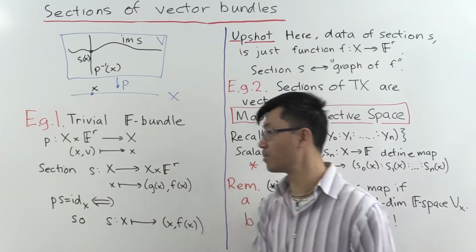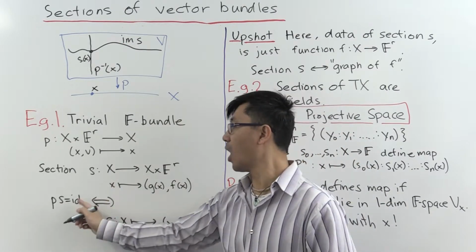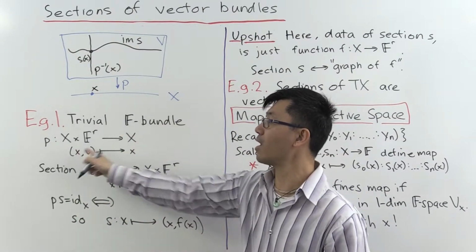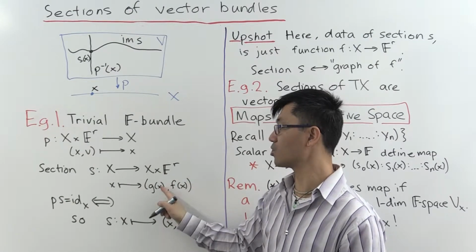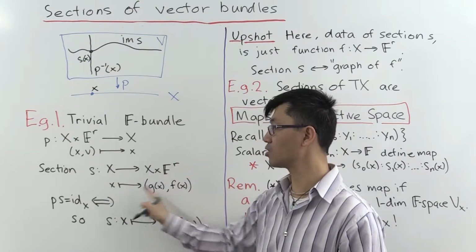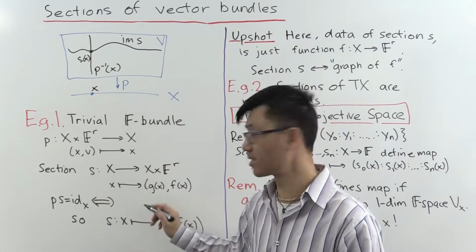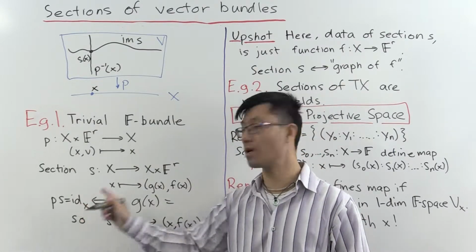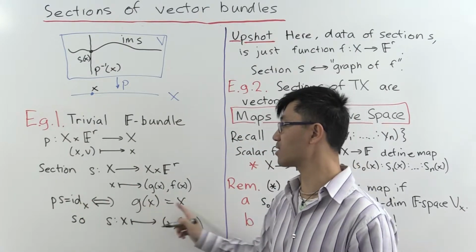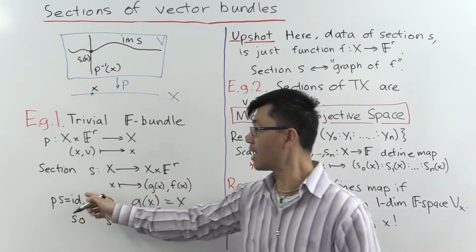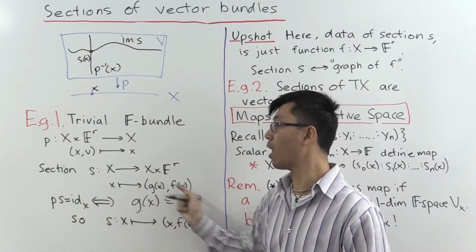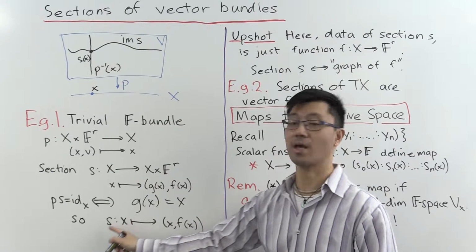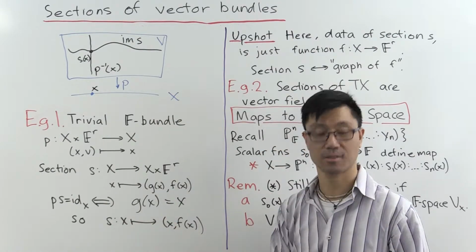So let's see what that condition means, and it's quite simple in this case. Let's apply S to this little x, and then you apply P, which means that you pick up this coordinate here. So that's g of x on the left-hand side when you apply it to x. And that should be the same as the identity applied to x, so g of x equals x. So to be a section here just means that g of x is just the identity on x. So S maps x to (x, f of x).